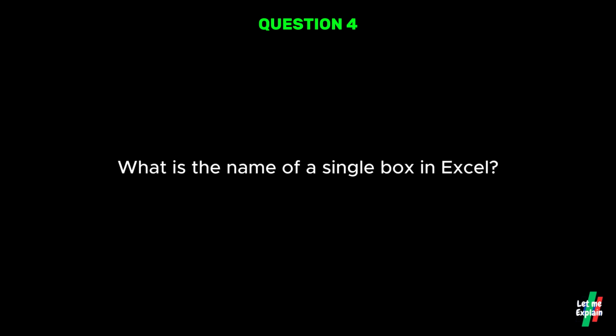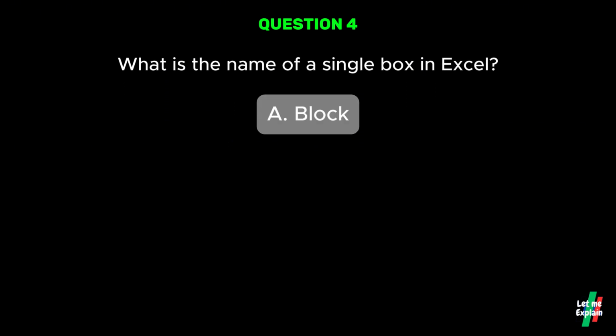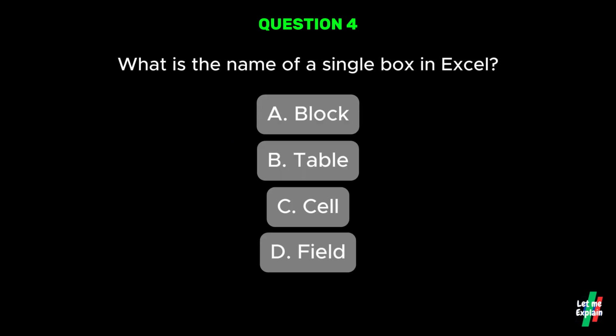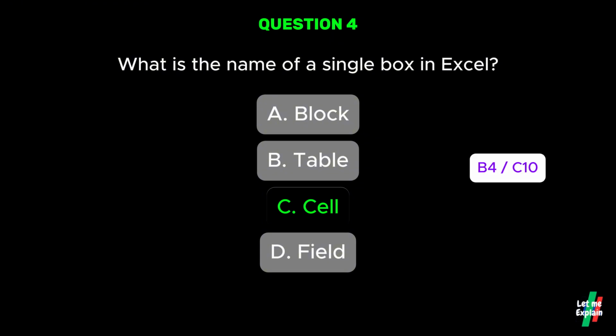Question number 4. What is the name of a single box in Excel? Block, table, cell, field. The correct answer is C. Each box where data is entered is called a cell. A cell is identified by its column letter and row number, such as B4 or C10.